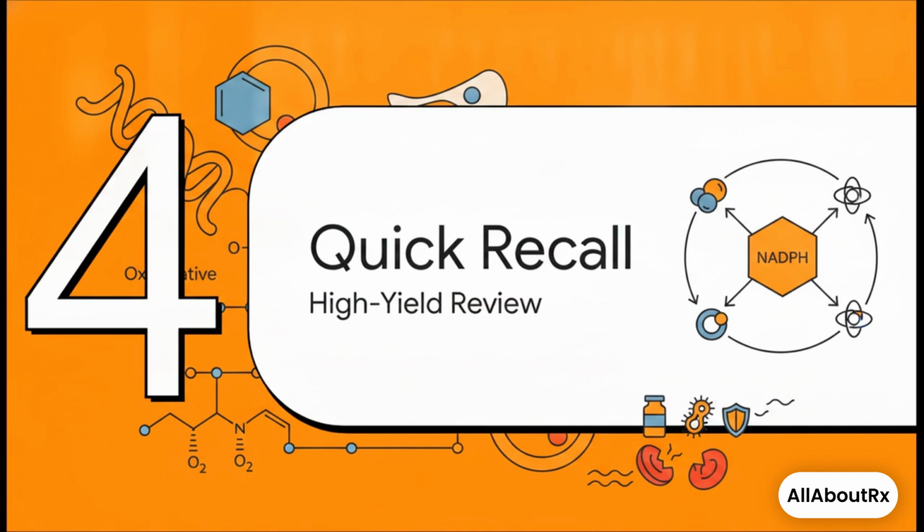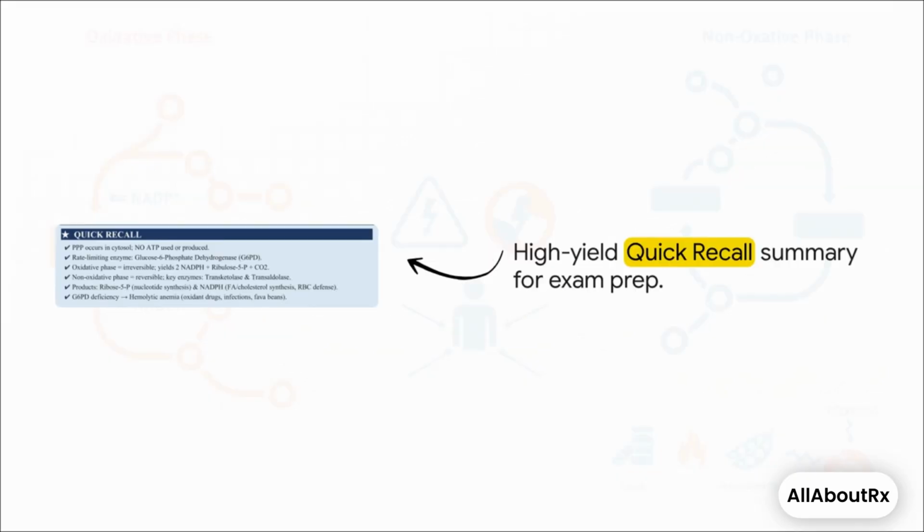Section 4. High-yield quick recall. Let's mentally build your ultimate flashcard right now to lock in everything we just went through. Let's summarize. The pentose phosphate pathway happens entirely in the cytosol. The golden rule, no ATP is used or produced. The big rate-limiting gatekeeper is G6PD.